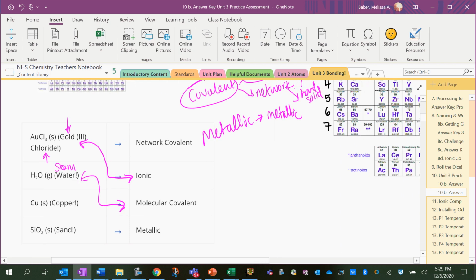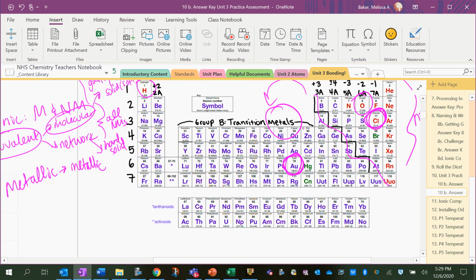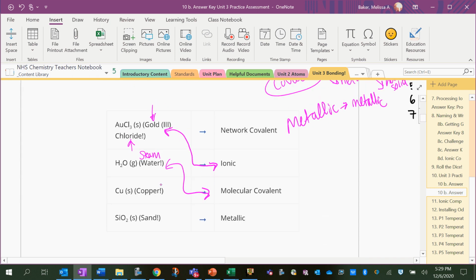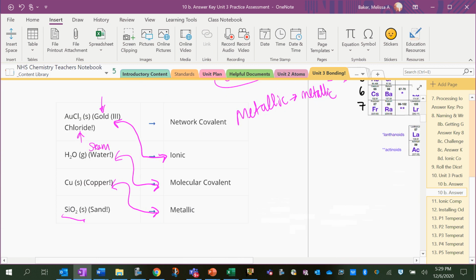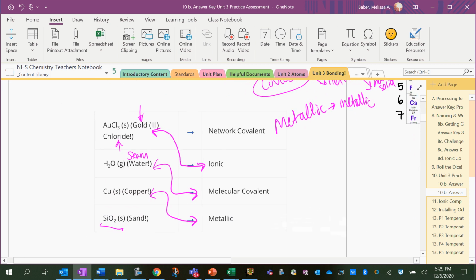Then we've got copper, which is located right here to the left of the zigzag. So that would be a metal, and since it's just metals, it has metallic bonding. And then the last one, silicon and oxygen are both on the nonmetal side. Silicon's actually a metalloid, and there's some mention of this in the notes too, that metalloids are often in network covalent bonds. So this one would be network covalent.